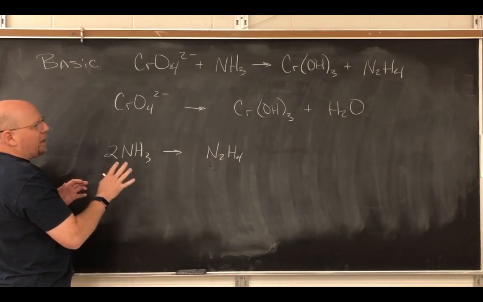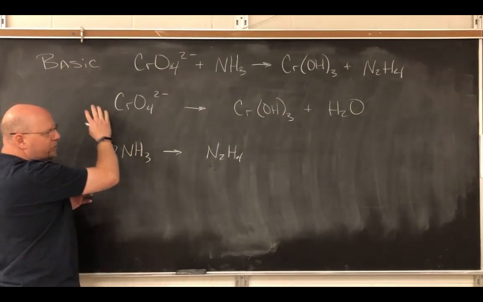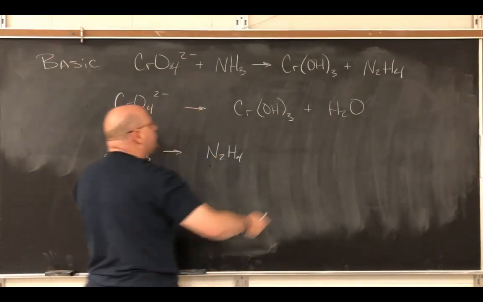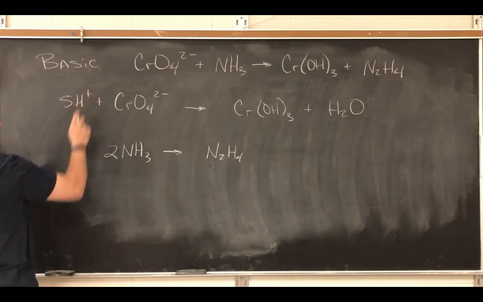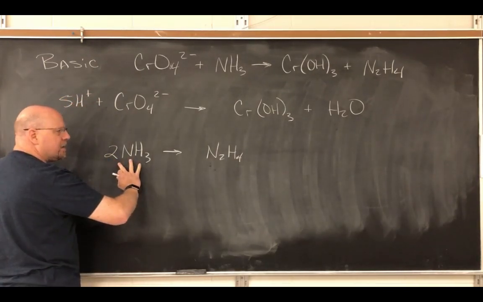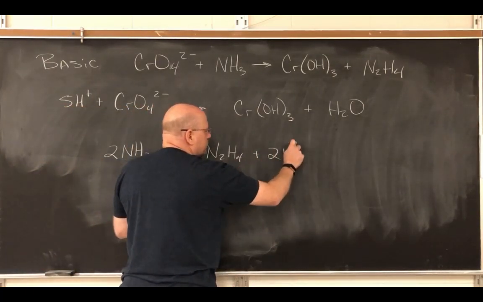Next step then is to balance the hydrogens using H pluses. There are none on this side. There's 3, 4, 5 on this side. So we're going to add 5 H pluses. On this, we've got 6, and then we've got 4. We need to have 2 H pluses.